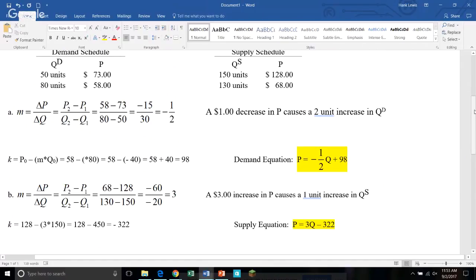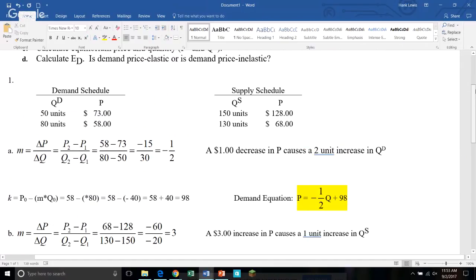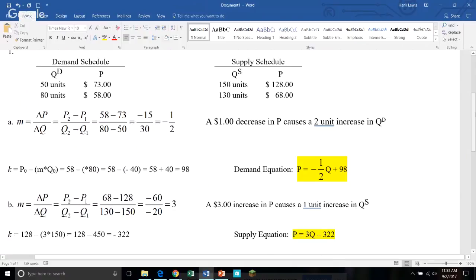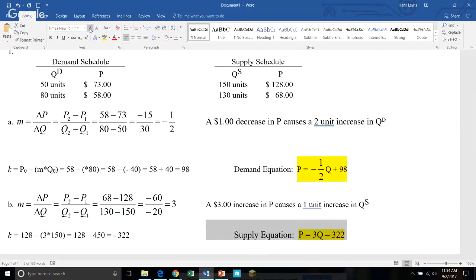So we have done everything that was asked for in Part A for the supply curve using the supply schedule. We calculated the slope of supply to be equal to positive 3. We interpreted it by saying a $3 increase in price causes a 1 unit increase in quantity supplied. You could have said decrease and decrease. We calculated the vertical intercept to be negative 322. And we declared the supply equation to be P is equal to 3 times Q minus 322. So we are doing well.